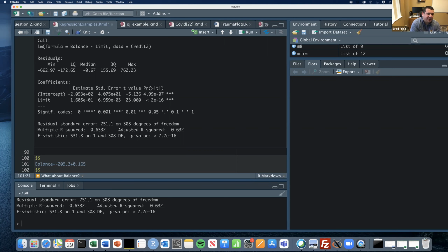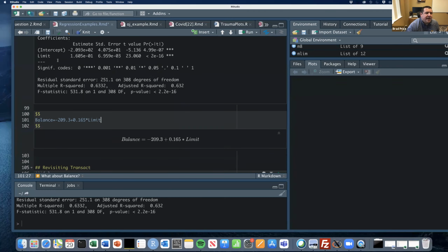0.165 times your limit. That's what we're saying. And I got to be able to spell at some point here. Now, this is my equation.